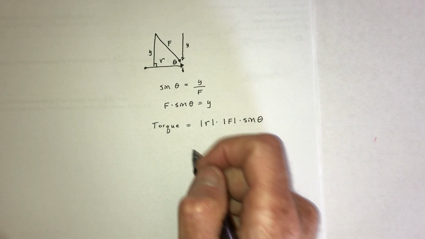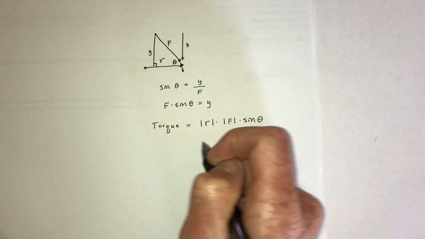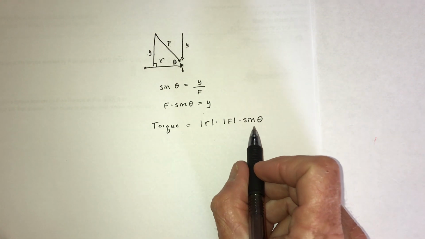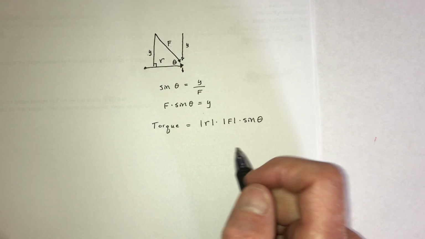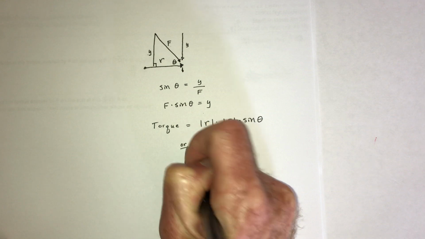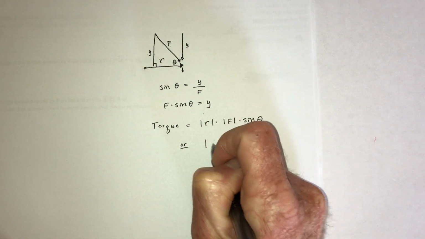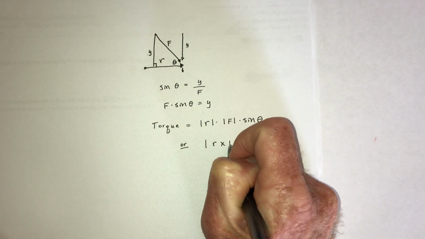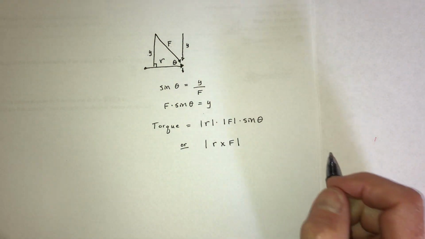Now, because of the formula that we had in this section, that sine of theta equals the cross product divided by the length, you could also replace this with the length of R cross F, and it'll give you the same answer.